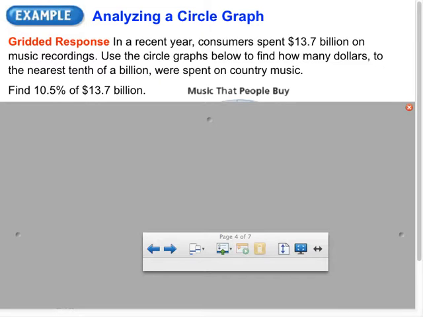Now, if in a recent year consumers spent 13 and 7/10 billion on music recordings, we're going to use the data from the circle graph below to find how many dollars, to the nearest tenth of a billion, were spent on country music. So here's the percent spent on country music. I need you to calculate how much, to the nearest tenth of a billion, was spent on country music. So this is just the warm-up. And there's a couple ways to do this. You might be able to mentally figure it out.